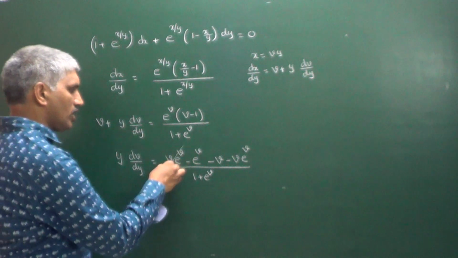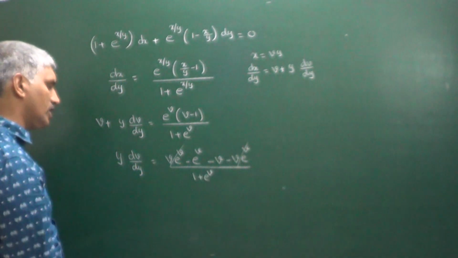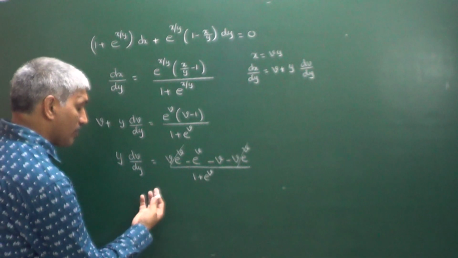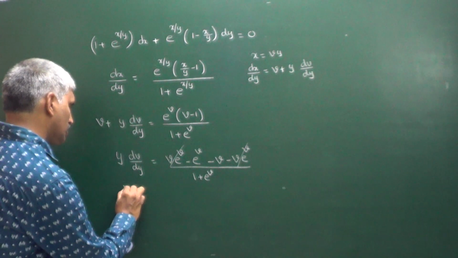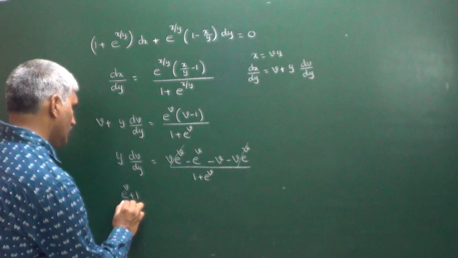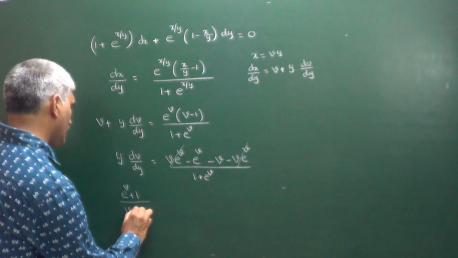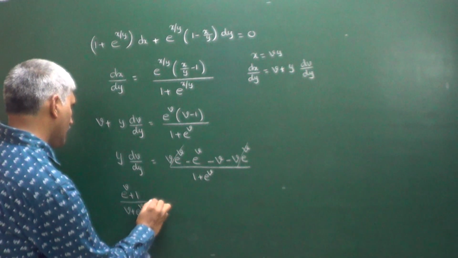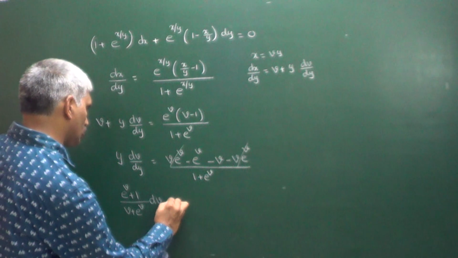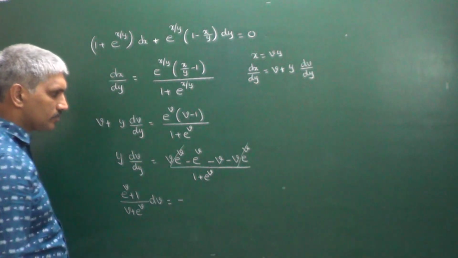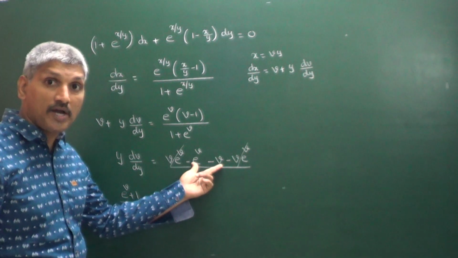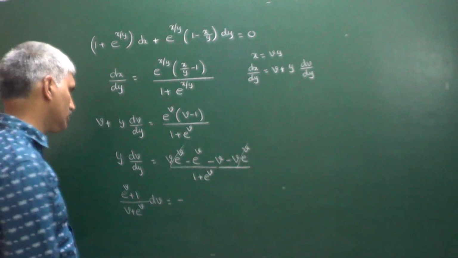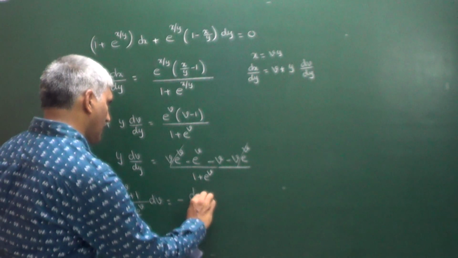Now v e^v and v e^v cancel. So now we can use the variable separable method. (e^v + 1)/(v + e^v) dv = −dy/y, because I took minus common, minus of (v + e^v). That's why −dy/y.